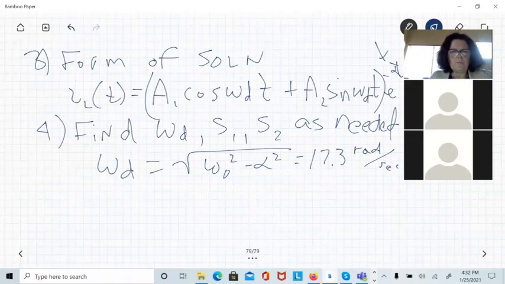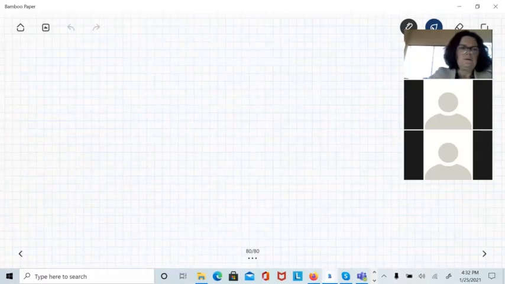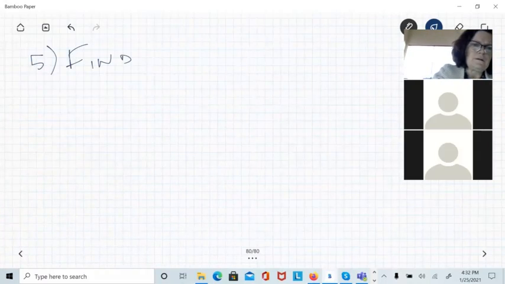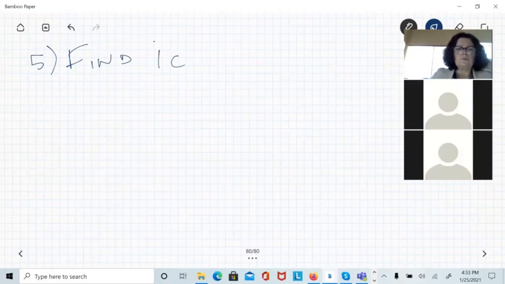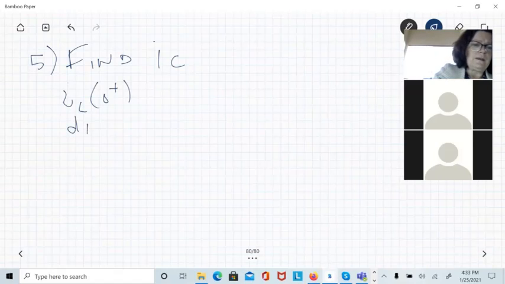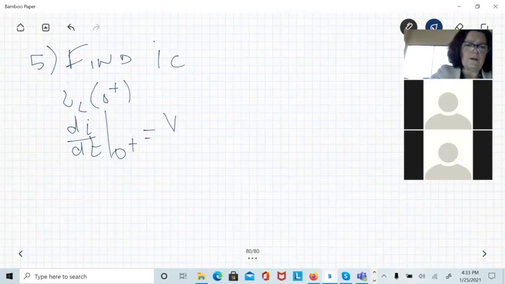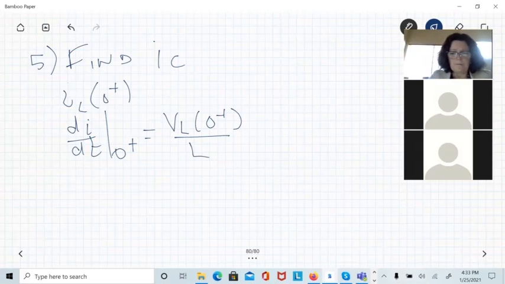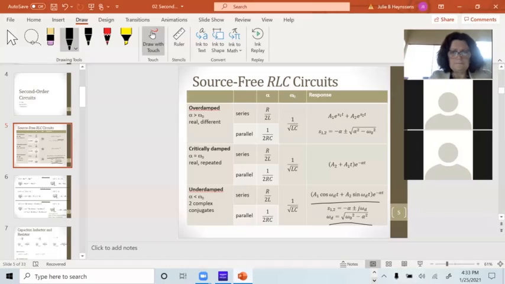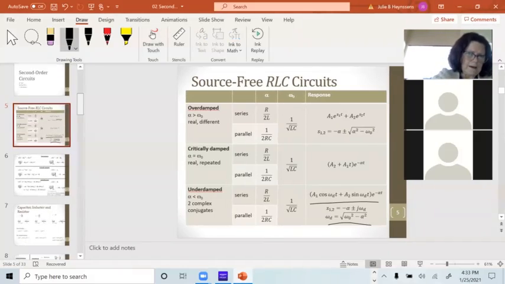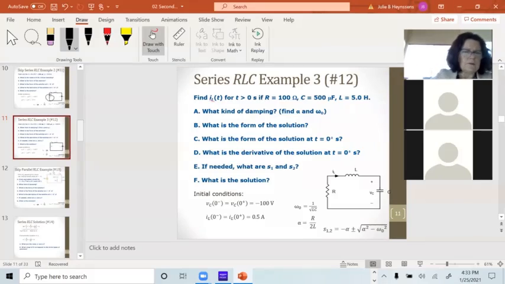Now, the next thing would be step 5. I need to get those initial conditions so I can solve for A1 and A2. Now, for the current through the inductor, the initial conditions I'm going to care about are IL of 0 plus and dIL/dt at t equals 0 plus, which we can figure out from that formula sheet is actually the initial voltage across the inductor divided by the inductance. So I go back to my PowerPoint. Oh, where are we at? Right there. And it tells me that IL of 0 plus is ½ amp.